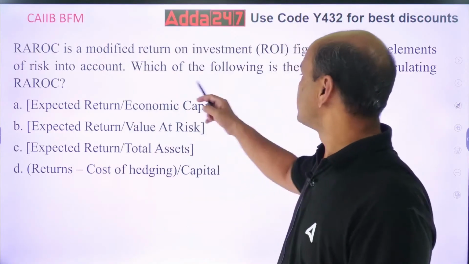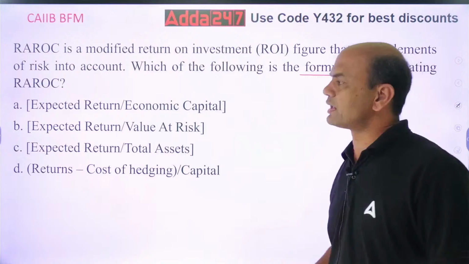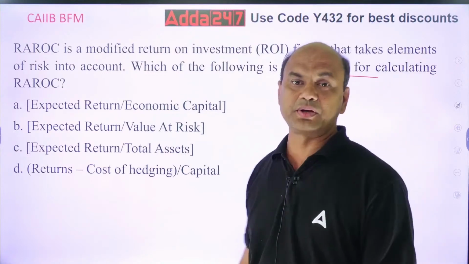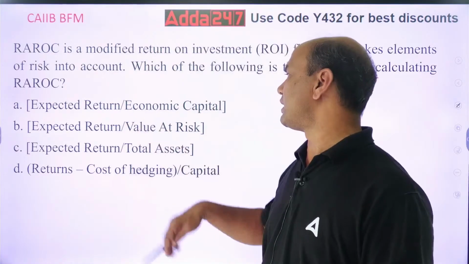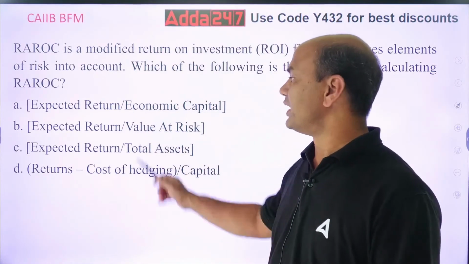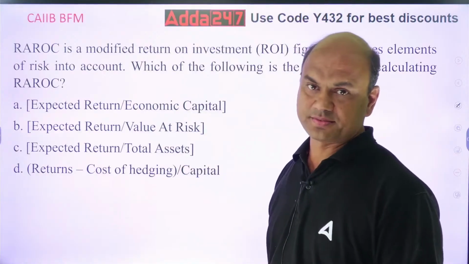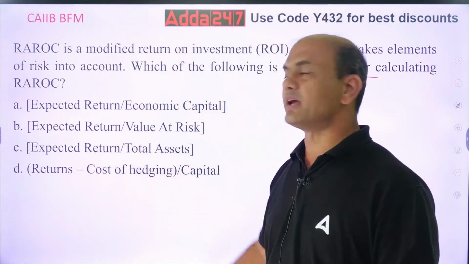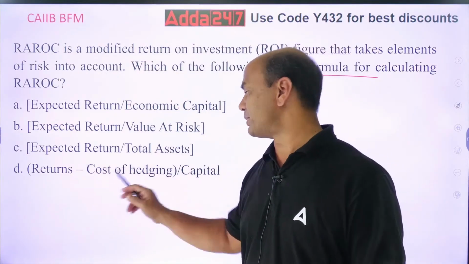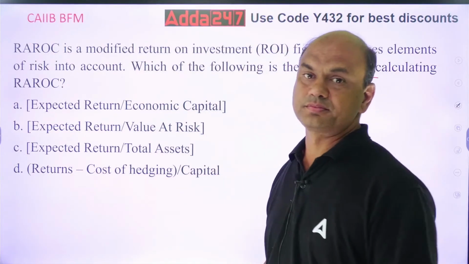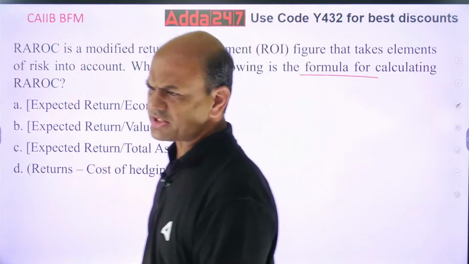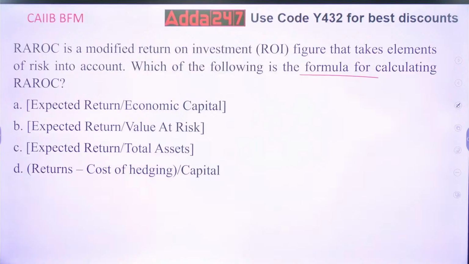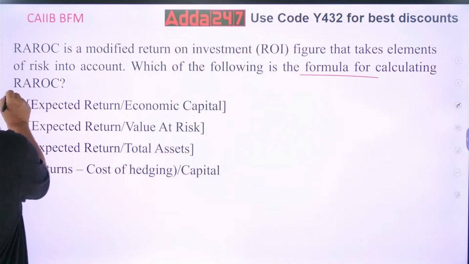Which of the following is a formula for calculating the RAROC? So now you want a formula for calculating the RAROC. Expected return upon economic capital, expected return upon VAR, value at risk, expected return upon total assets, returns minus cost of hedging upon capital. Which one? Think. Logically also you can think. Which is the correct answer over here? Think. See this, RAROC, risk adjusted, the risk adjustment part.